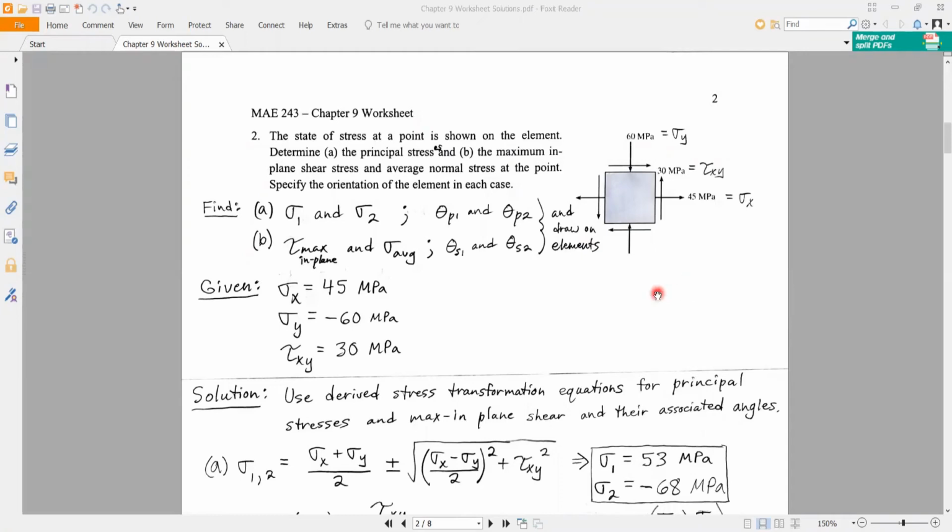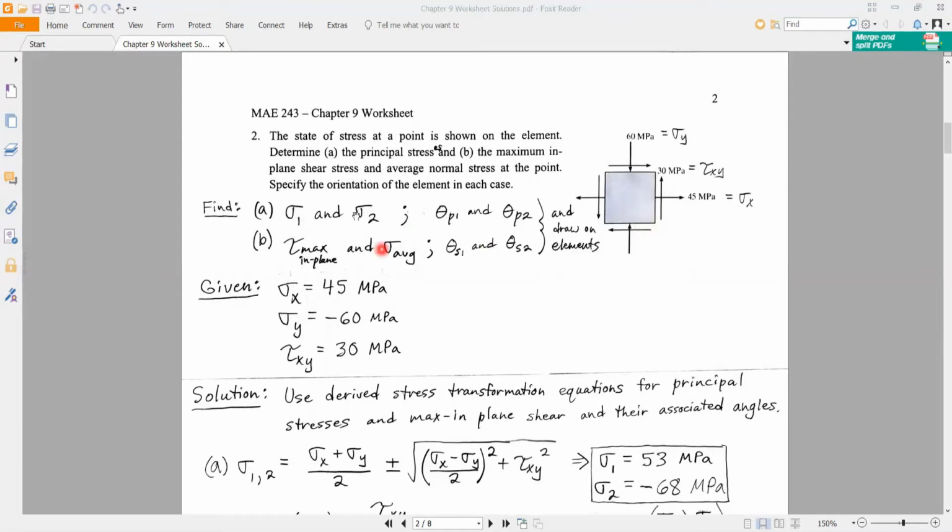All right, Chapter 9, Worksheet problem number 2. We're given an element representing our state of stress at a point, and we need to find the principal stresses and the maximum in-plane shear stress and the average normal stress at the point. And then specify the orientation of the element in each case.